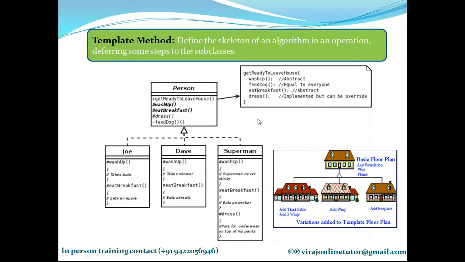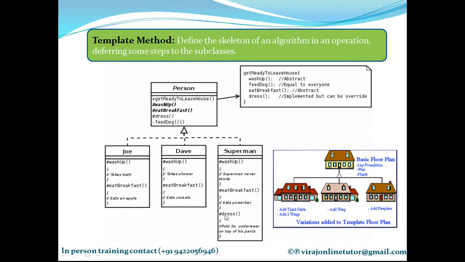Okay. The last step of the algorithm is dress. Dress is implemented in the base class, but it can be overridden by the subclasses if someone wants to dress differently. So in this example, dress is not overridden in Joe, and it's not overridden in Dave either, because they dress normally.